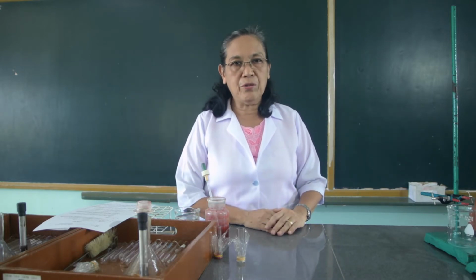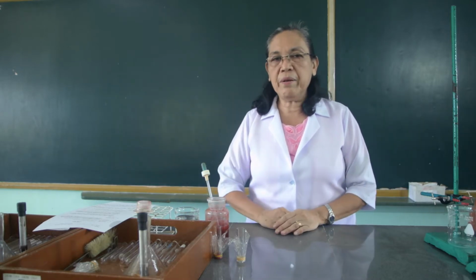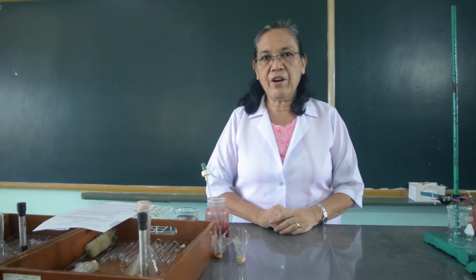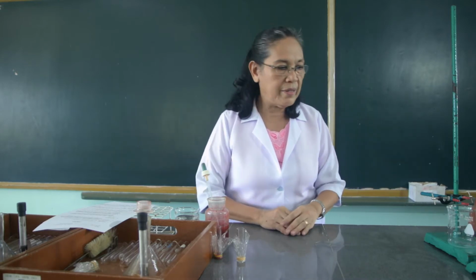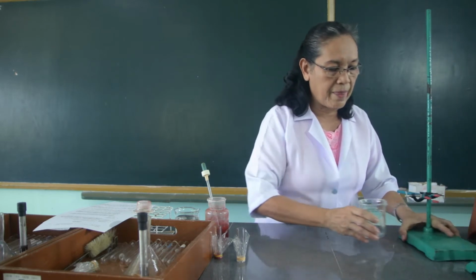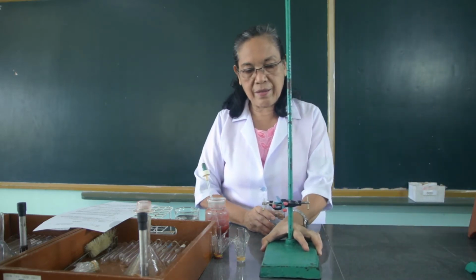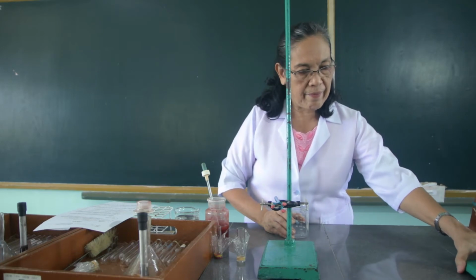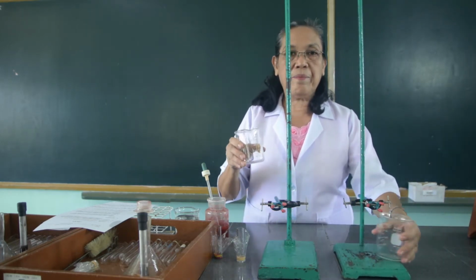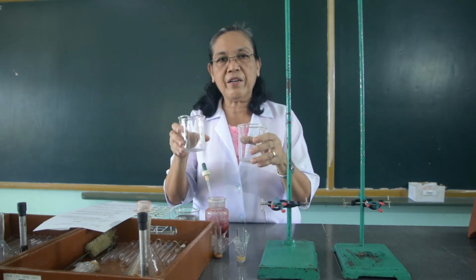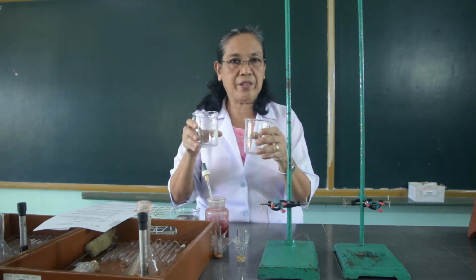Now, in performing this activity on dialysis, we're going to have two setups. One will be for the ferric hydroxide and the other one will be for the potassium chromate. We will fill these beakers half filled with water.